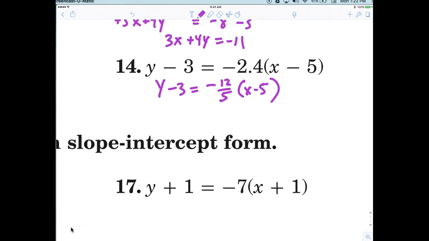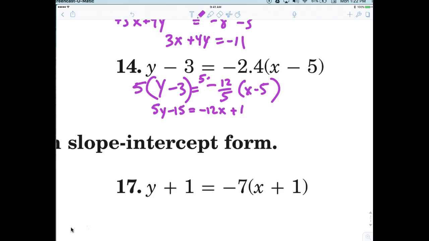Everybody happy with that? Now I need to multiply everything through by what? By 5. And then don't forget to distribute the negative. That's the mistake everybody makes. So now I have 5y minus 15 equals negative 12x plus 60. Is everybody happy with that? Yes, because the 5's cancel.